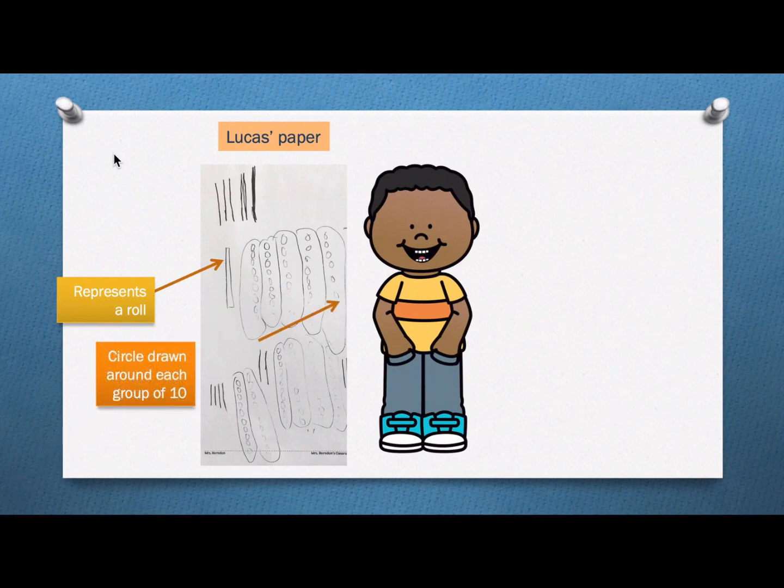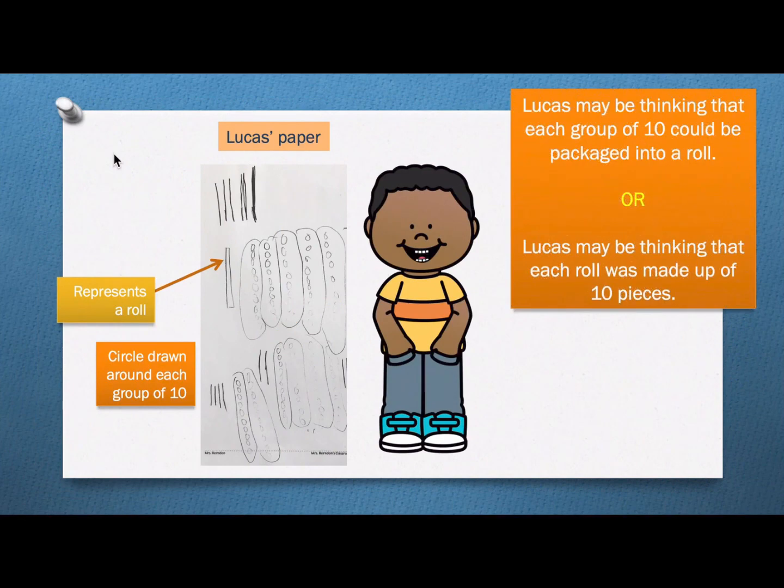Without having the chance to ask him, we do not know how he was thinking. Was he thinking that each group of 10 pieces could be packed into a roll? Or maybe that he unpacked a roll to get those 10 pieces? In any event, his drawing reveals a different type of organization from Amber's.